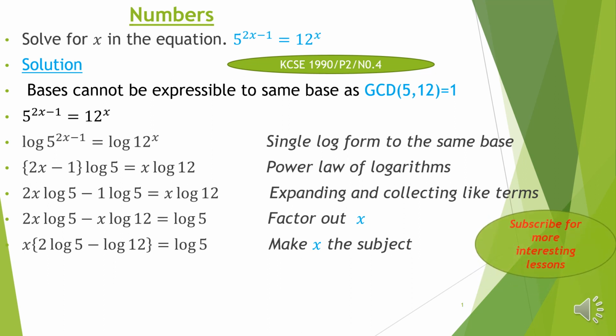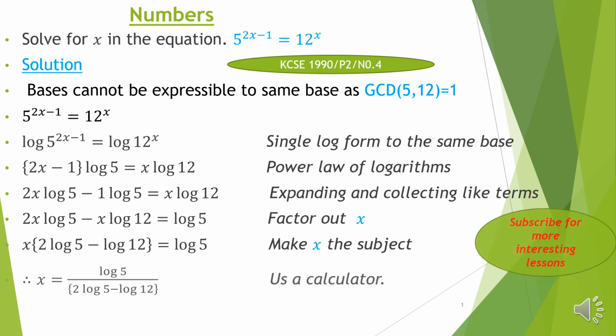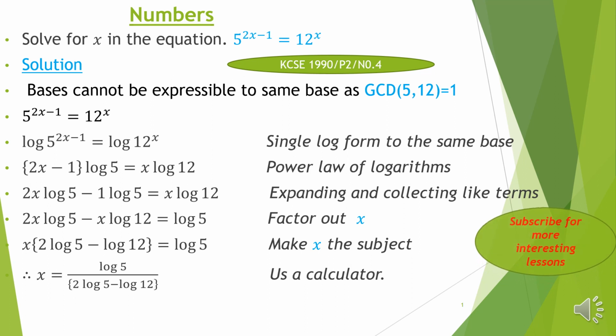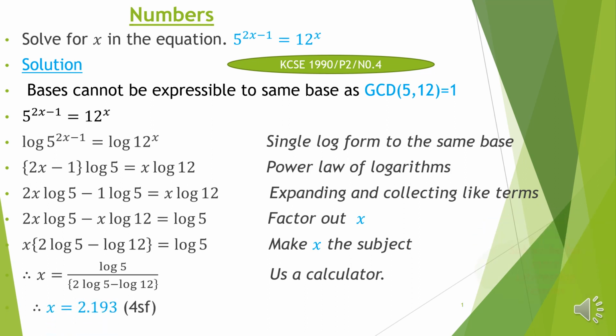Then the next thing we do is to make x the subject of the equation, and by so doing we get x = log 5 / (2 log 5 - log 12). Now you can use a calculator to work out the value of x, and by so doing we get x = 2.193, to 4 significant figures.